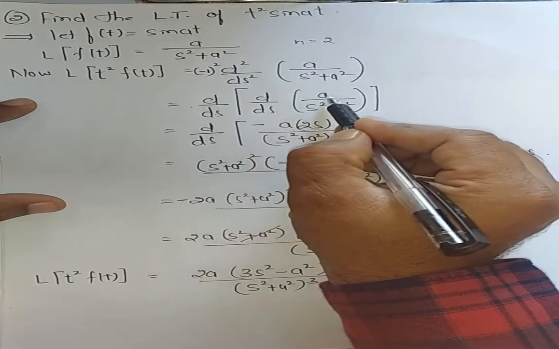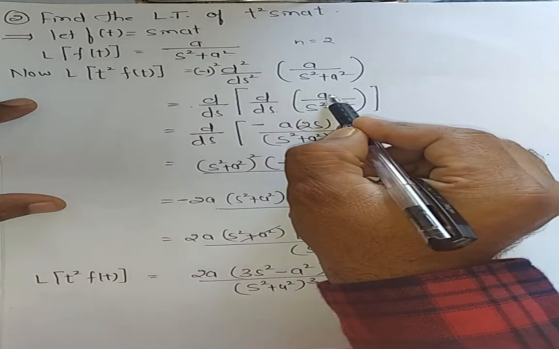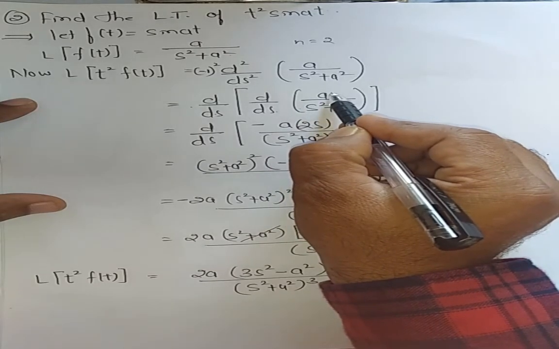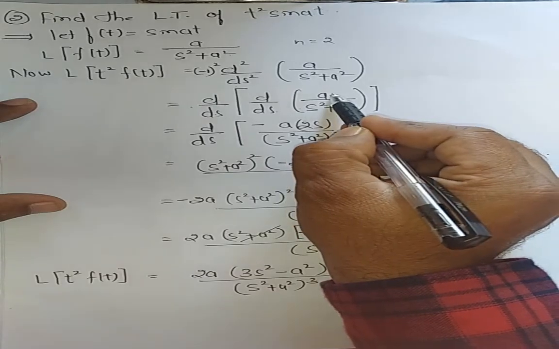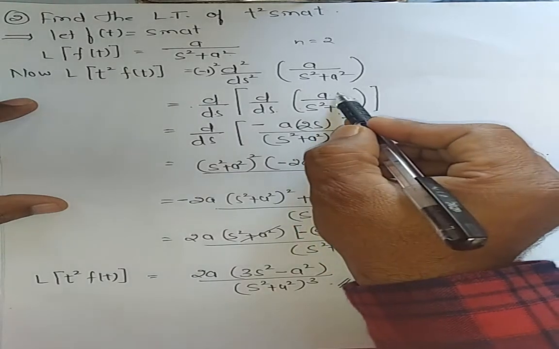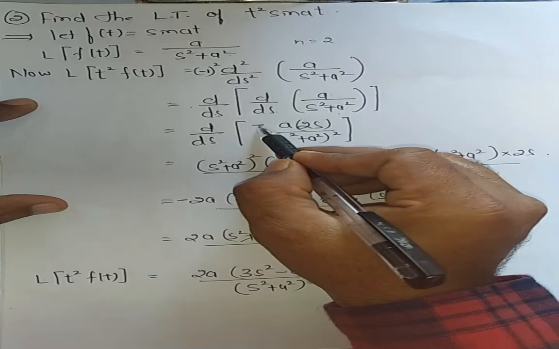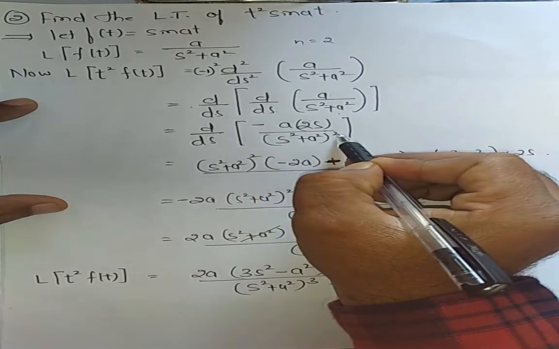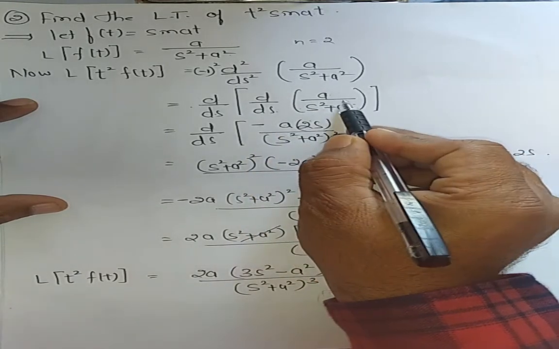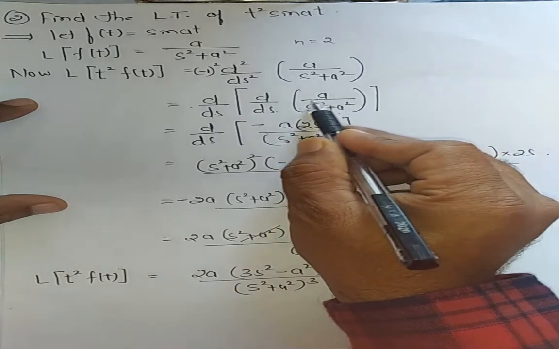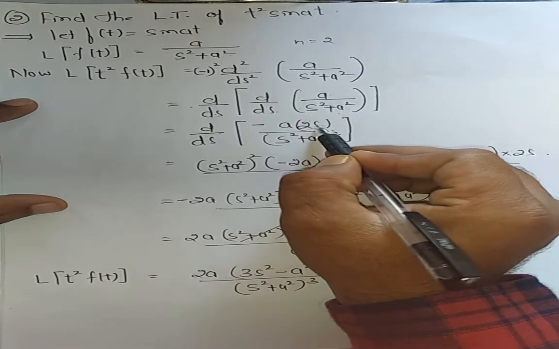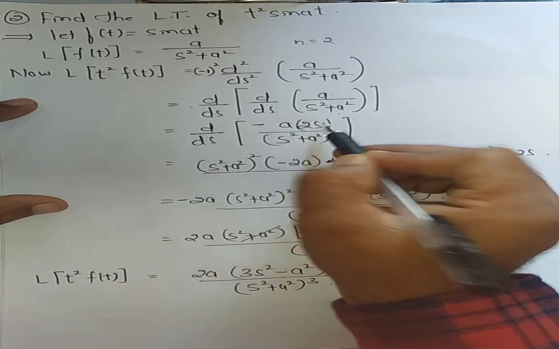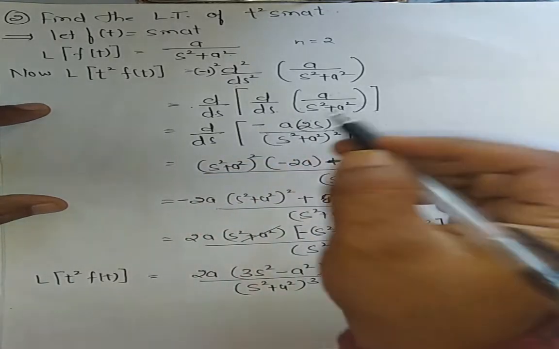How to differentiate? Denominator having a function, numerator having a constant. So you treat this one as 1/x. Differentiation of 1/x is minus 1/x². So differentiation of 1/s is minus 1 divided by s². This a as it is. Then again the composite function: differentiation of s² + a² is 2s, a² is 0. So I have written 2s. So one time it is differentiated.